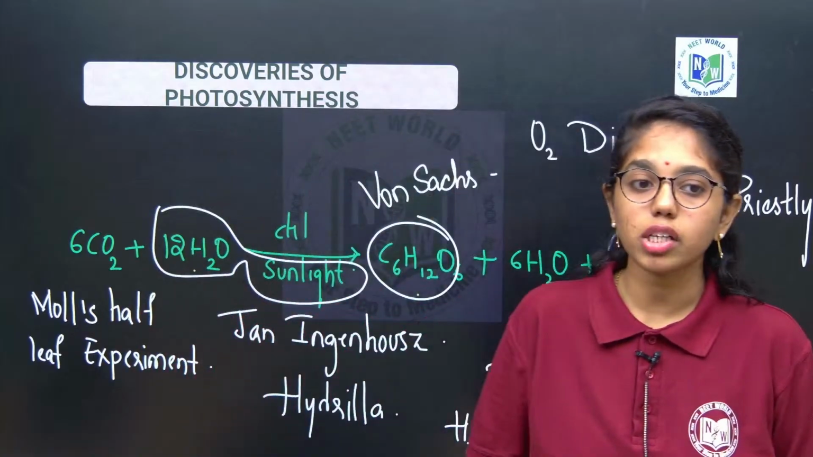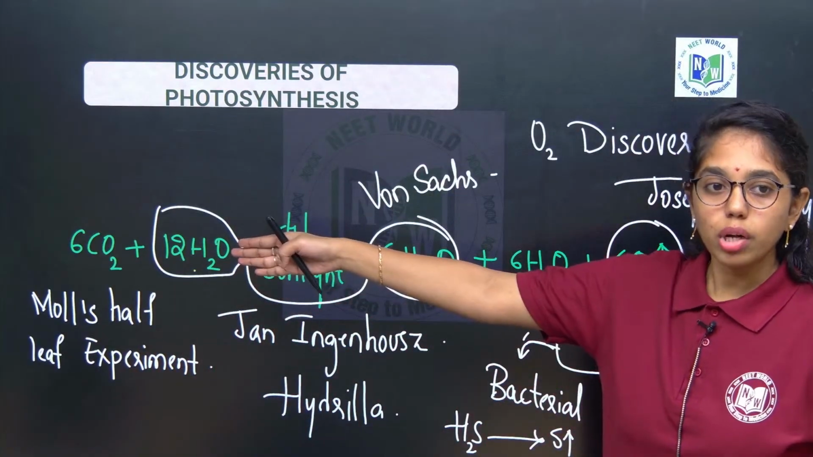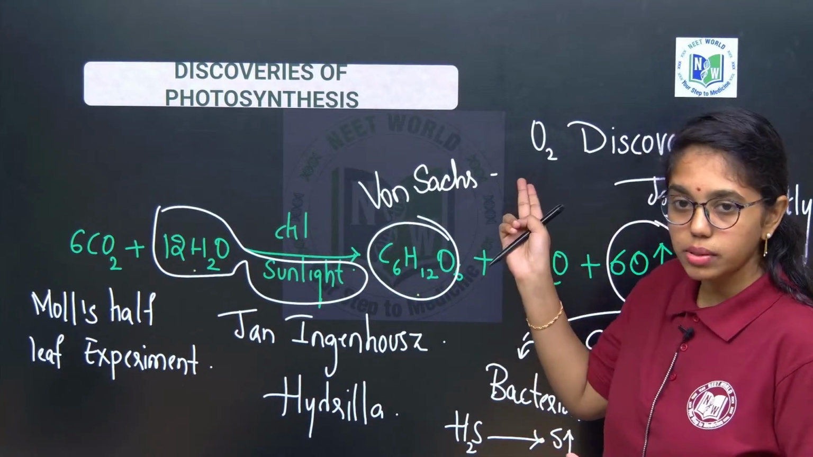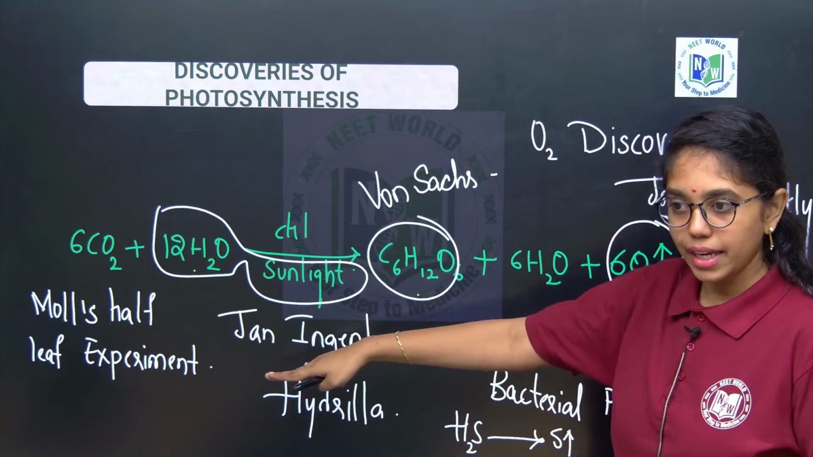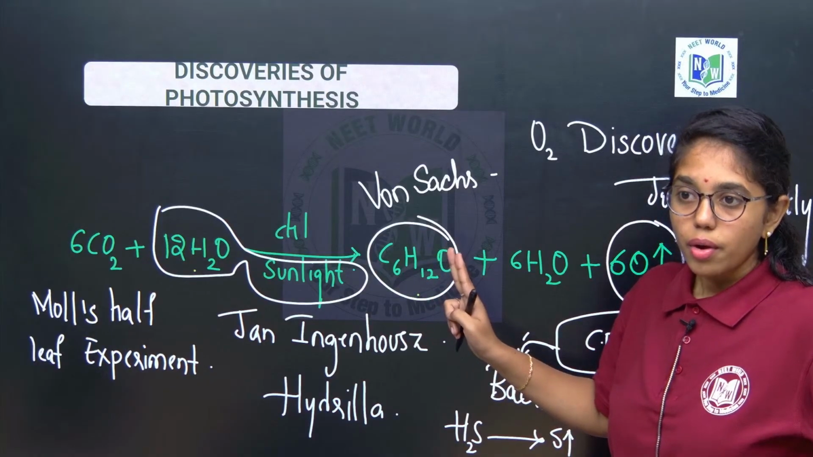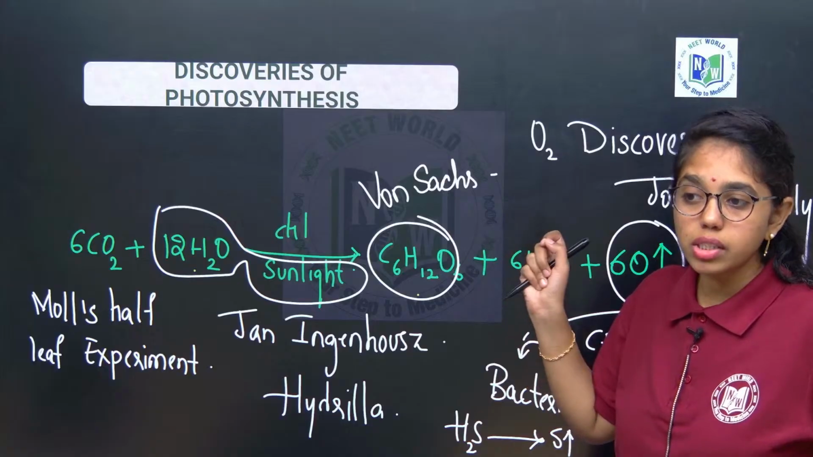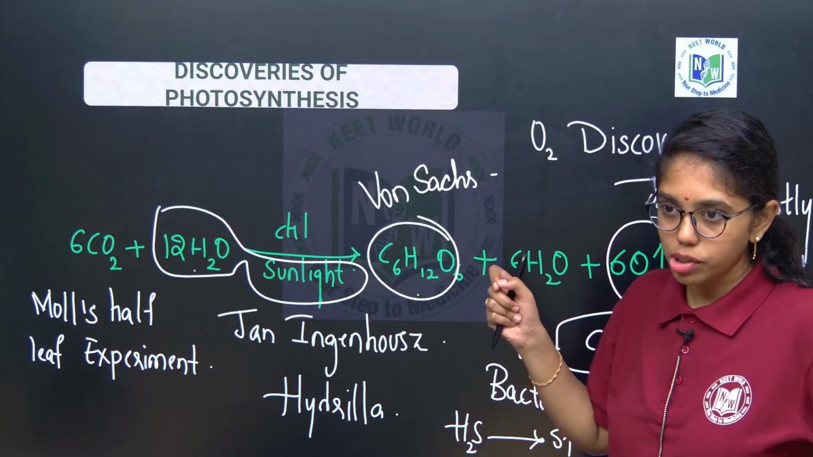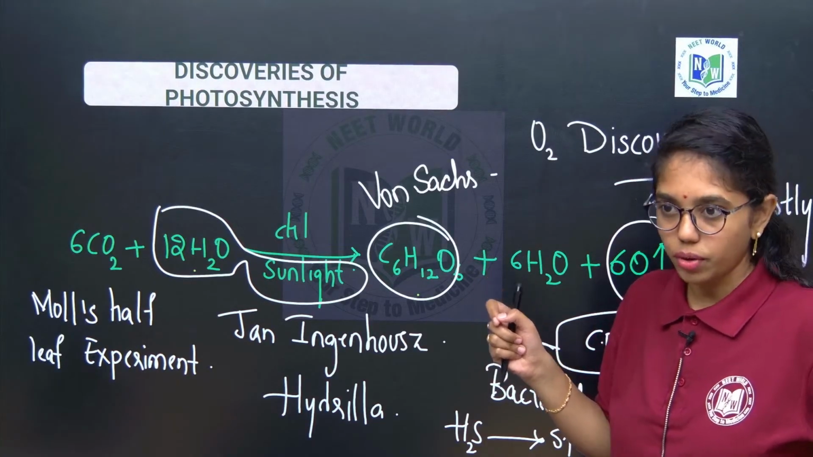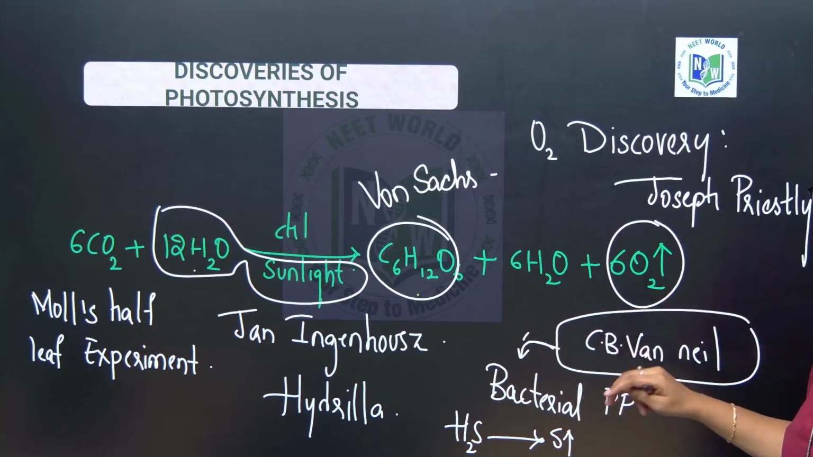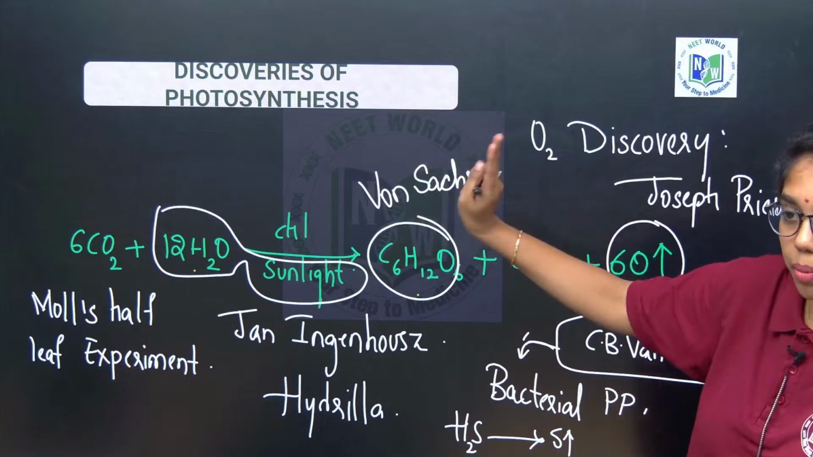Who said that carbon dioxide is essential for photosynthesis? Moll's half-leaf experiment. Water and sunlight are essential and oxygen is evolved as byproduct, said by whom? Jan Ingenhousz. Who said the primary product of photosynthesis is glucose? Von Sachs. And who discovered oxygen? By what experiment? We are very much aware of it from schooling, right? Bell jar experiment. And C.B. Van Niel conducted what photosynthesis? Bacterial photosynthesis, and said that oxygen is coming from water.